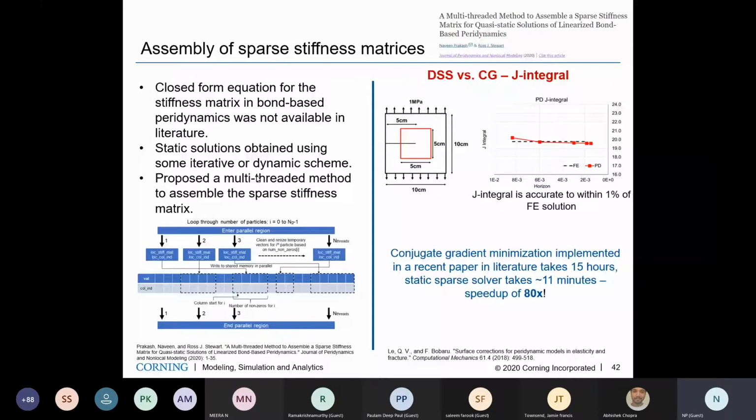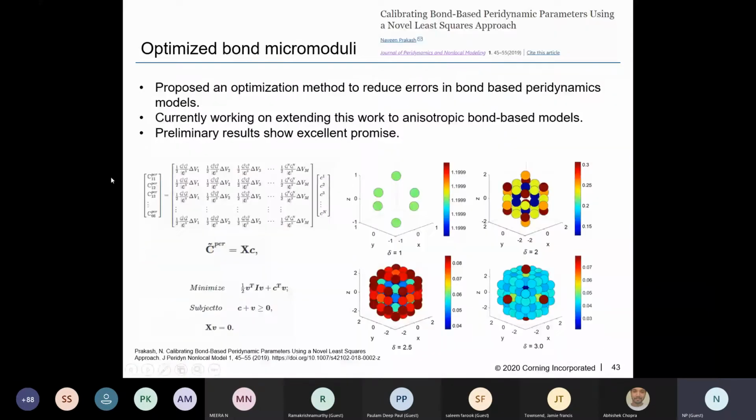There's also, in Peridynamics, you come across some errors called surface errors and volume correction errors, which are absent in classical continuum mechanics and finite elements. So again, there are some errors that need to be dealt with, and I worked on this a little bit, and I proposed an optimization method to reduce some errors in bond-based Peridynamic models. So hopefully that will go towards reducing some of these errors in Peridynamic models.